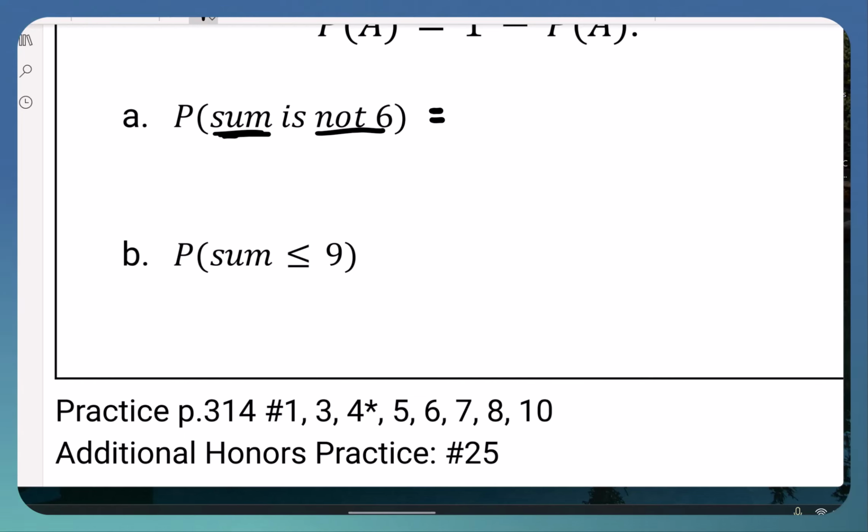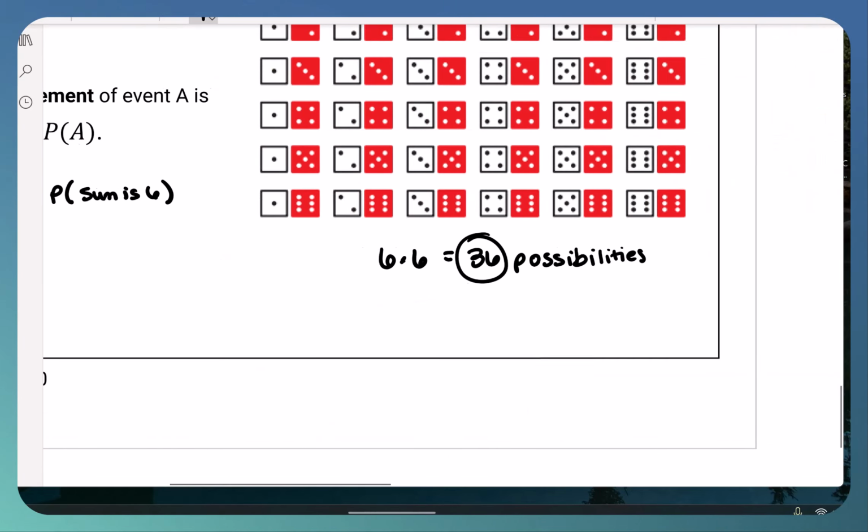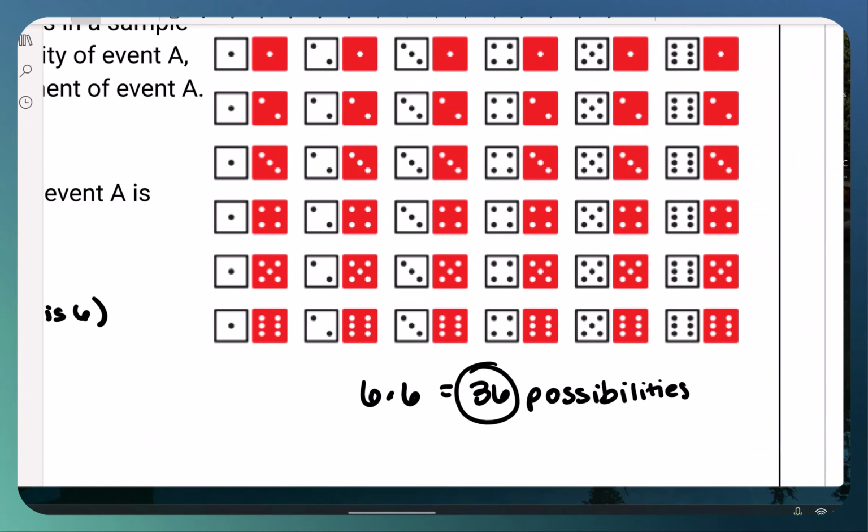But how am I going to write that out? So if it says the probability of the sum is not 6, I'm going to say 1 minus the probability of the opposite of that. So if it's not 6, what's the opposite? Sum is 6. You see? See the difference? So it would just be everything else. Now what I want you to do, and I actually really want you to do it, I want you to find how many of these 36 add up to 6.